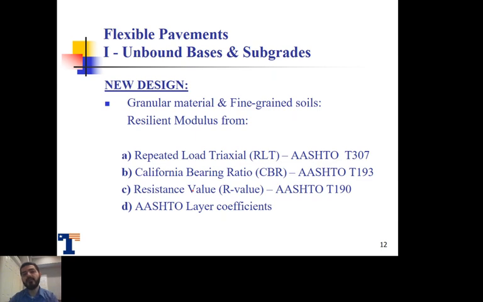Now let's move on to another type of testing. This is here for flexible pavement for unbound bases and subgrades. So for a new design, we typically also do granular material and fine soils. We do resilient modulus. We can obtain the resilient modulus from different testing.